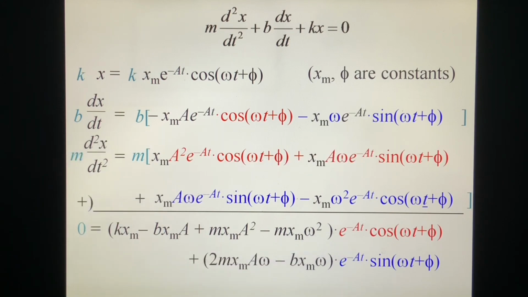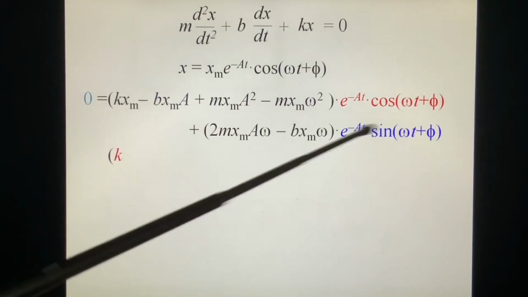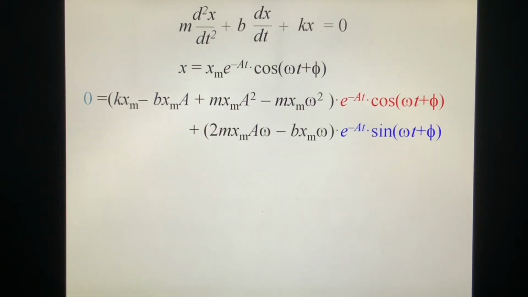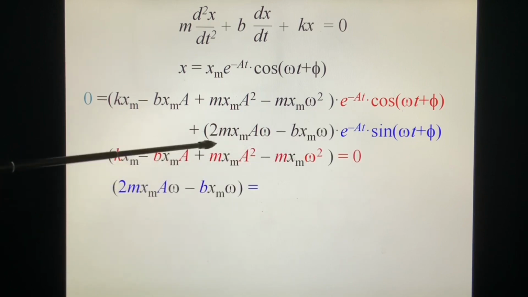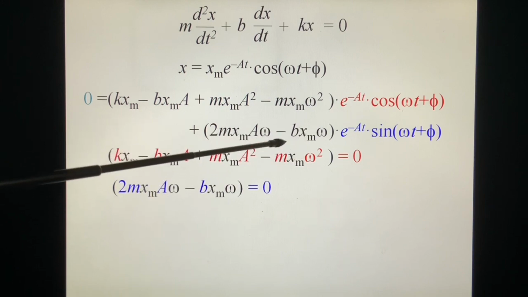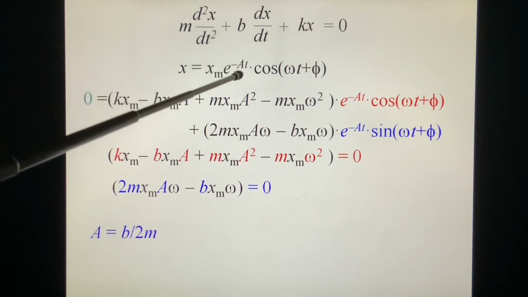Now look at this equation. This equation should be equal to zero at any time. What is the result? The only possibility is that the coefficients equal 0. So we make each equal to 0. You cancel the omega x_m, so you get 2ma equal to b, so a equals b over 2m. Now we get this one.